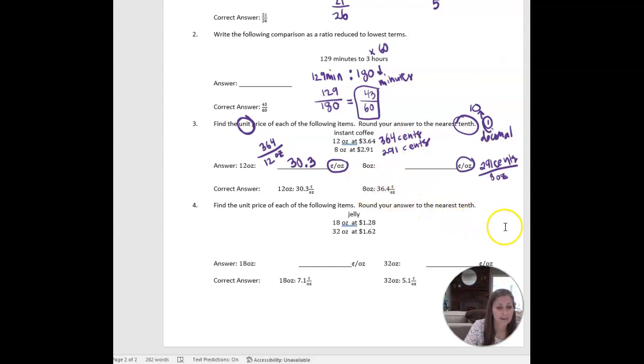Okay, the jelly is the same way. Notice this one says also round to the nearest tenth, so make sure you go one decimal place. Again, we have to convert this to cents per ounce. They want the answer in terms of cents. So $1.28 is 128 cents. And $1.62 is 162 cents. Now make sure you put it in the correct unit and you follow the order that's given. All right, let's go to the next page.